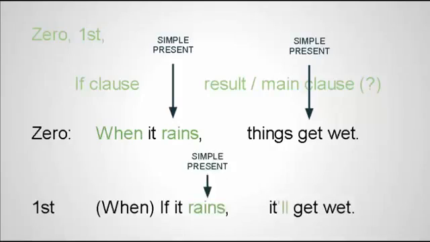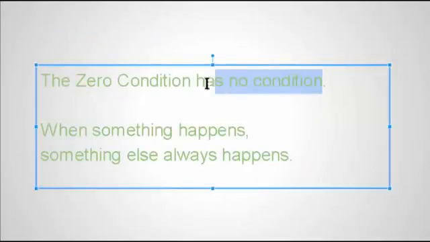But in the first condition, we have the simple present, when it rains, but then we have a will or verb root combination. It will get wet, or things will get wet. It has no condition. There's no condition. That means it's the zero condition. That means when something happens, something else always happens. You don't need a condition.